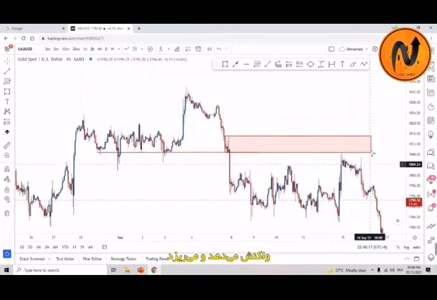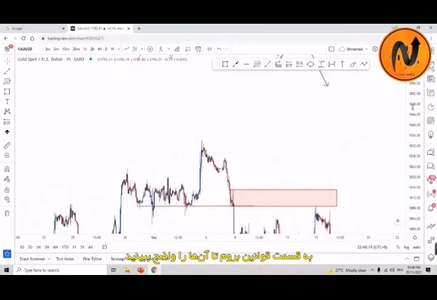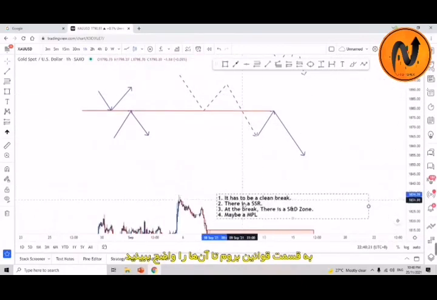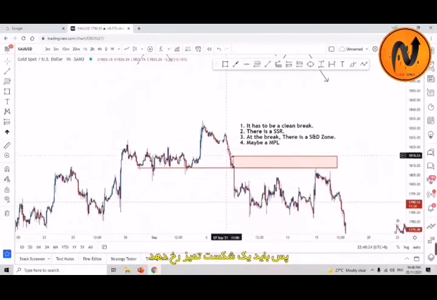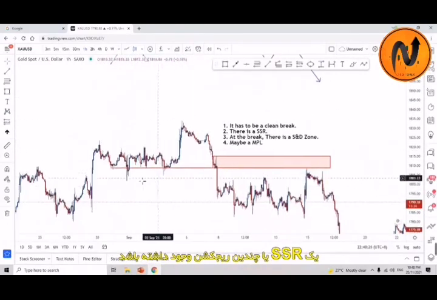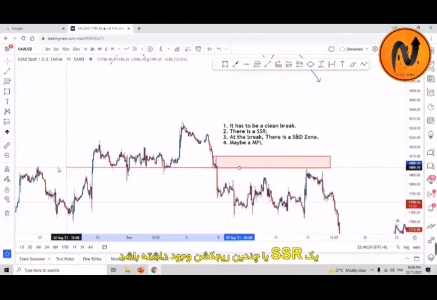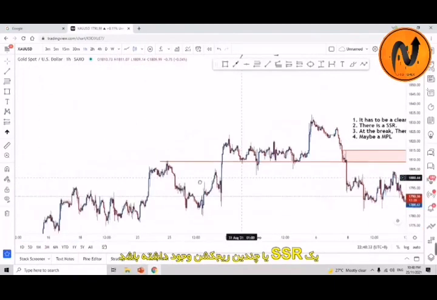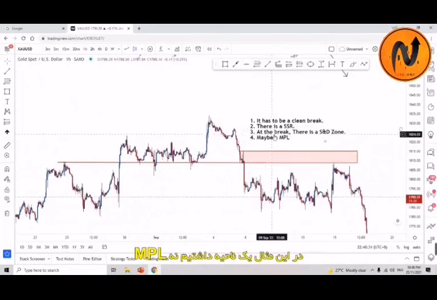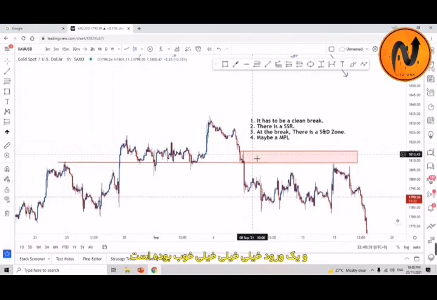and then drops. So let me move the rules down here so that you can see it clearly. All right, so it has to be a clean break. It is an SSR. A lot of rejection along the way back here too. Then for this case it is a zone, not an MPL. It's a zone. So a very nice entry.